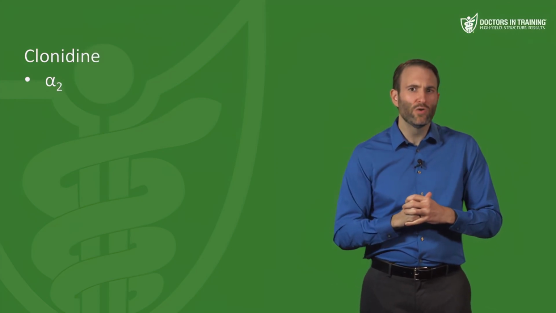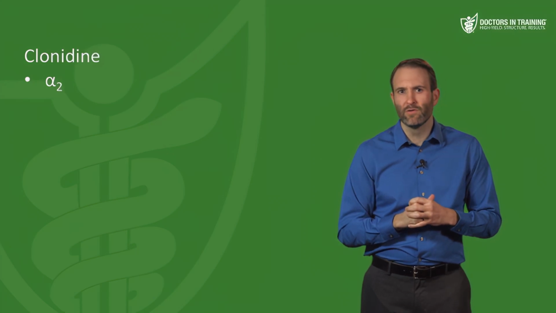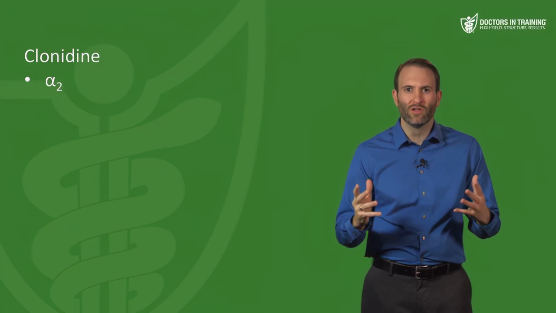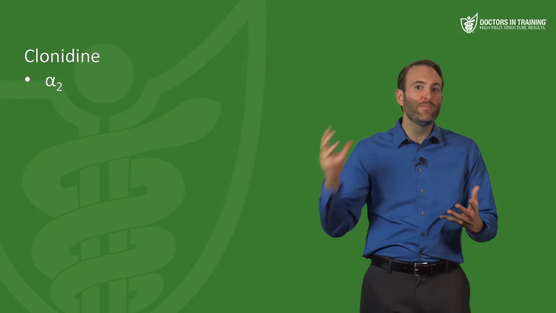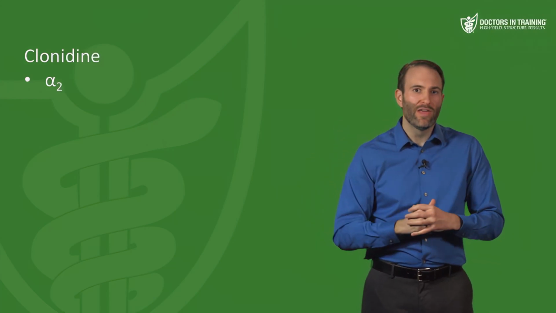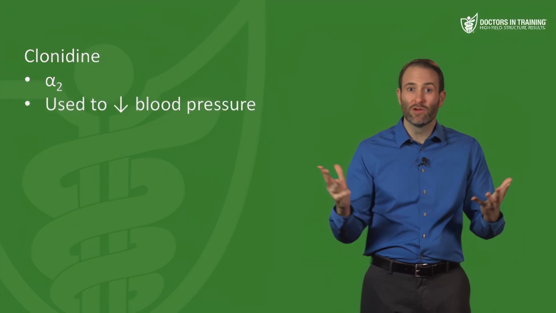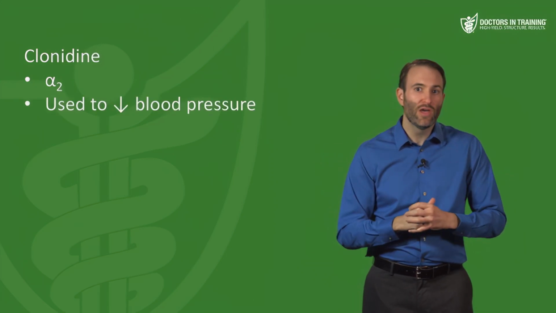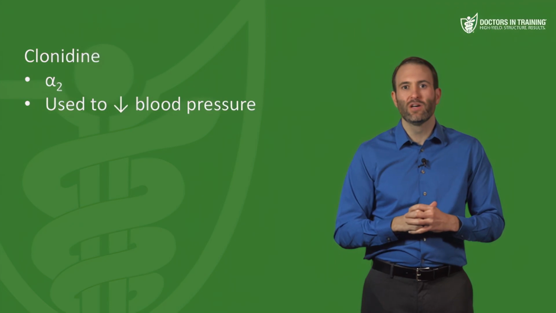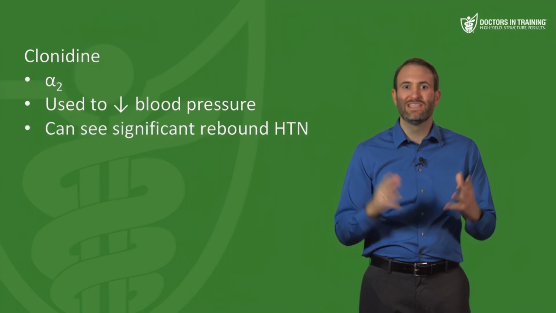Remember that alpha-2 is going to decrease the secretion of norepinephrine from the presynaptic neuron. So alpha-2 is that negative feedback mechanism receptor on that presynaptic neuron. So this medication can be used to decrease blood pressure. You have less norepinephrine around. So you have to be careful though with clonidine, because when you stop it abruptly, you can actually see significant rebound hypertension.